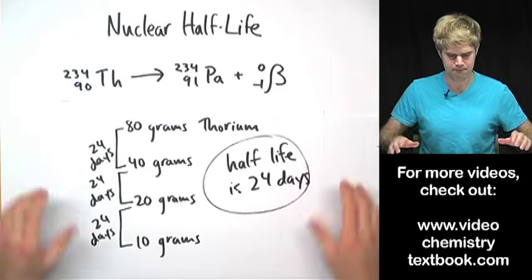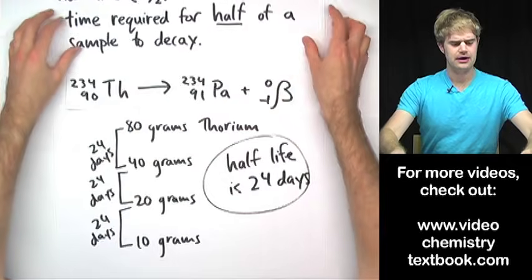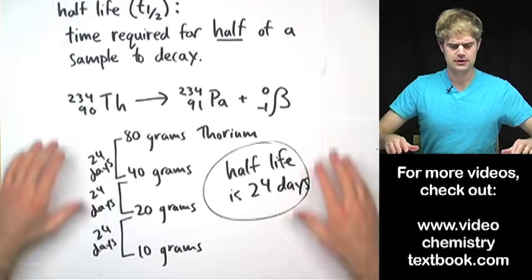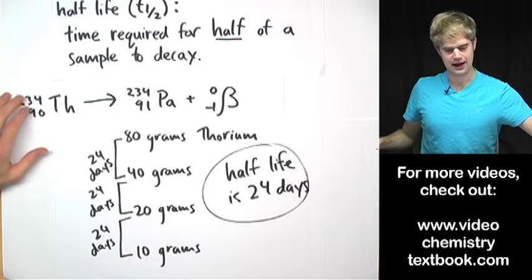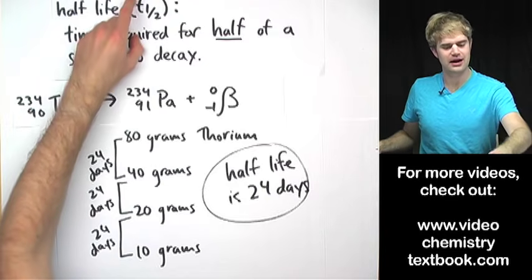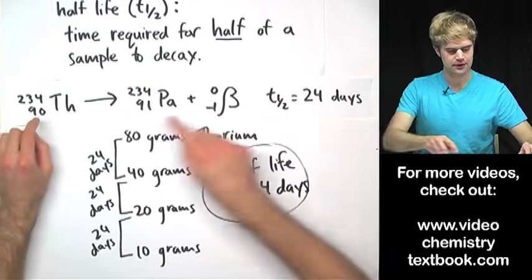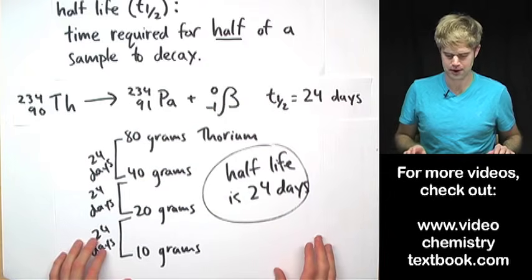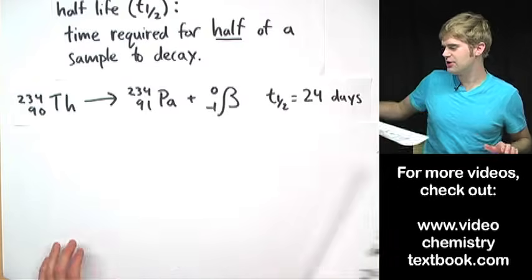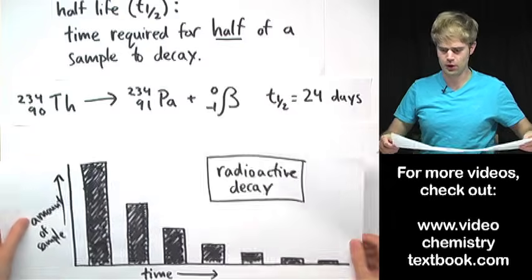Okay, so anyway, we say that half-life is the time required for half of a sample to decay. And we often abbreviate half-life with a lowercase t with a subscript 1/2. So I can write here that the t 1/2 for this is 24 days. Maybe you're more of a visual person, so let's look at a quick graph of what's going on here.